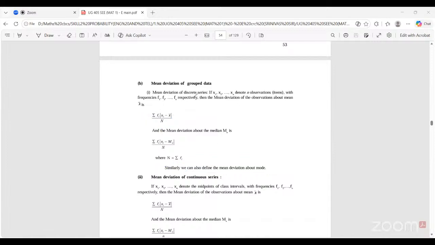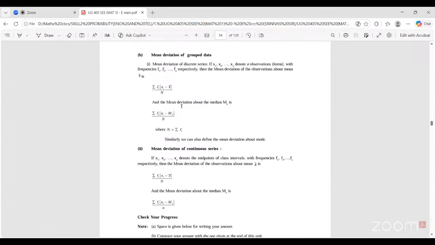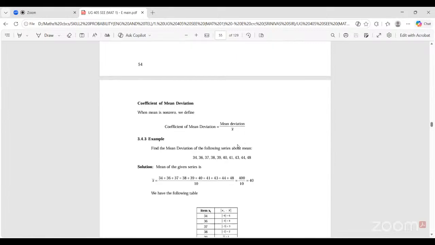Mean deviation for a continuous series. The discrete grouped data and the continuous series are also the same. Summation of f |xi minus x bar| by n. In the mean deviation about the median also we can write summation of f |xi minus M| by n. So there is no change when the series is denoted x1, x2 with frequencies f1, f2, up to fn. The mean deviation of a continuous series and grouped data is also the same here.